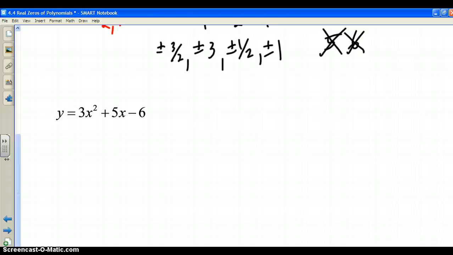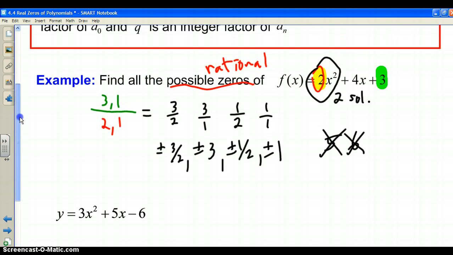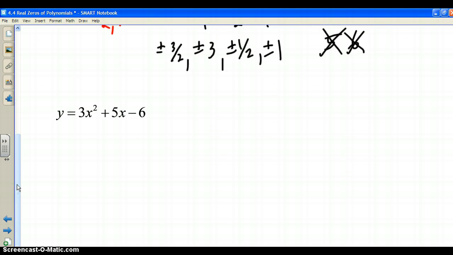Okay, so let's think through this one. Just like before, we want to think through factors of this divided by factors of this. So let's make our fraction here. On top of our fraction is factors of 6. So we have 6, 3, 2, and 1.